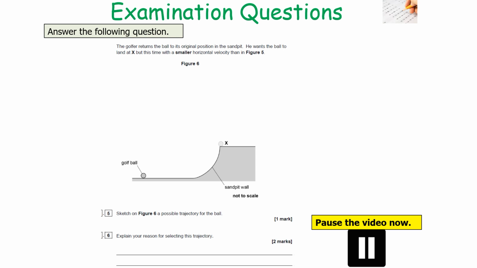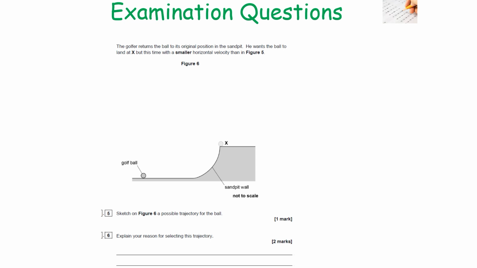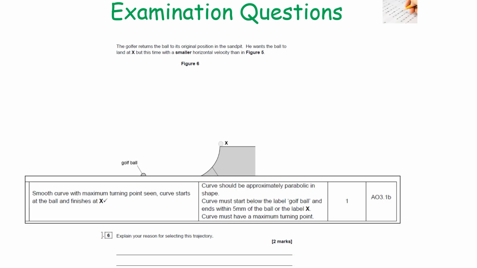Right, so let's have a look at your answer. What we need to do is as follows. The first thing to consider is what our trajectory of the ball is going to be. Well, it's going to be a smooth curve because it's curving upwards due to the effect of gravity on the motion, with a maximum turning point, and it starts and finishes at x, so it should be quite parabolic in shape, like that.